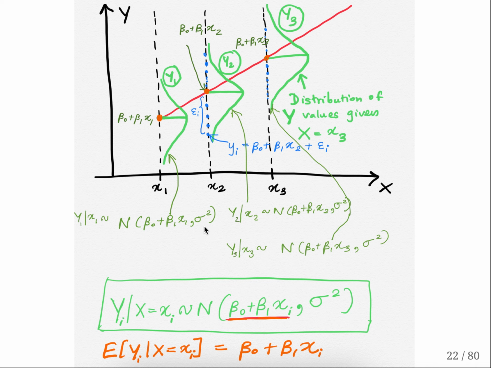Similarly, when x equals x2, y has a normal distribution with mean beta naught plus beta 1 x2. Here is the normal distribution. When x equals x3, y values have a normal distribution with mean beta naught plus beta 1 x3. Note that all distributions have the same variance, which we refer to as sigma squared.